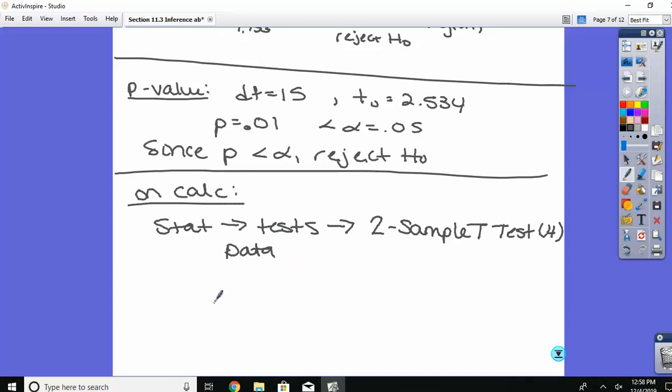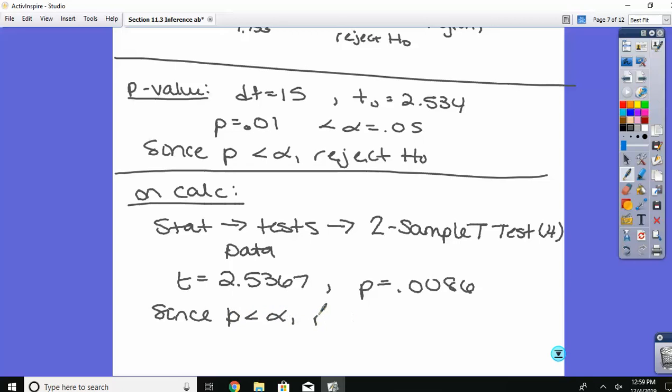Alright, so in this, the t-value it gives us is 2.5367, so very slight difference between ours because of rounding error. The p-value is 0.0086, so our 0.01 was a little high. But again, since p is less than alpha, you reject your null. That would round up to 0.01, so it's not a huge difference, but it is slight. So any of these methods, we get the same answer.